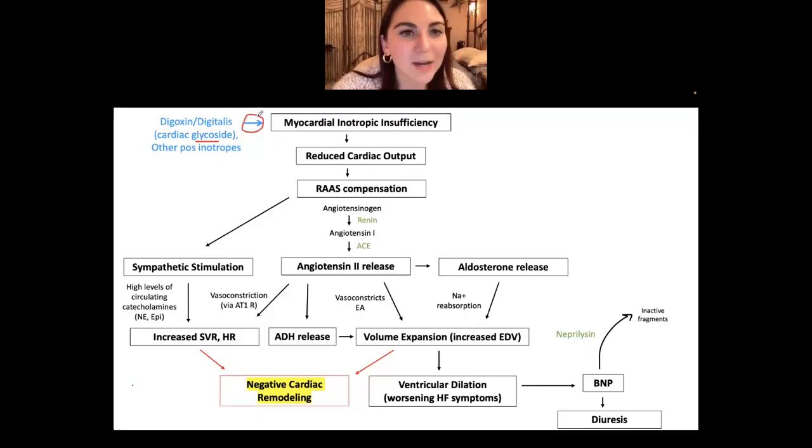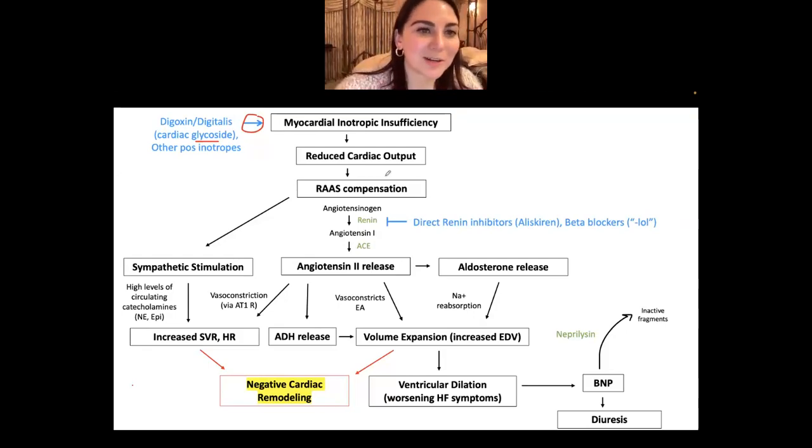So you can give digoxin here. This would be like a stimulating effect. It's trying to increase inotropy. But now let's try and block RAAS, because RAAS is wreaking all sorts of havoc on the heart. So you can give a direct renin inhibitor. The name is, I don't even know how to pronounce this, aliskiren, I don't know. But a direct renin inhibitor, know that this is the only direct renin inhibitor that you need to know, really. And then you can also give a beta blocker.